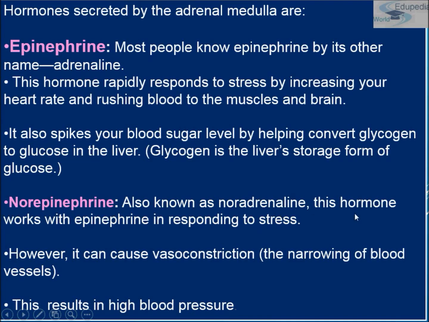This hormone works with epinephrine in responding to stress. However, it can cause vasoconstriction also. And what is that vasoconstriction? Vaso means vessels, blood vessels, and constriction means narrowing. So narrowing of blood vessels. It is caused by norepinephrine. Okay, and this results in high blood pressure.